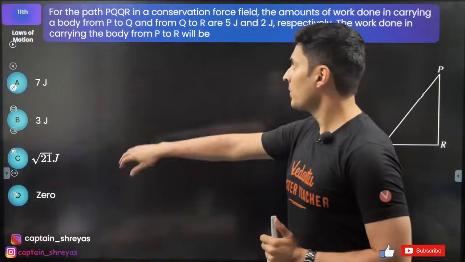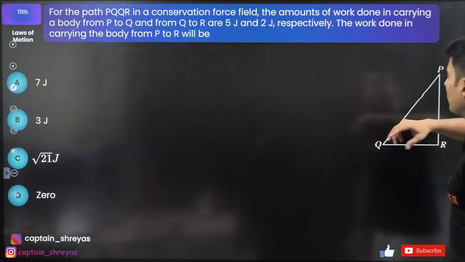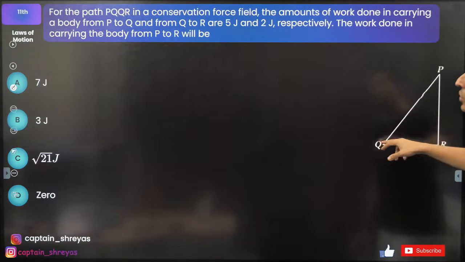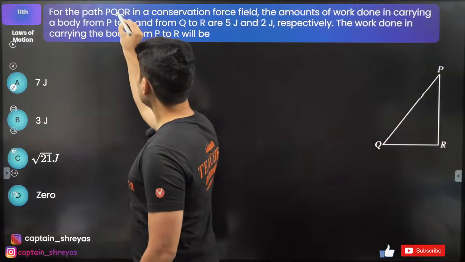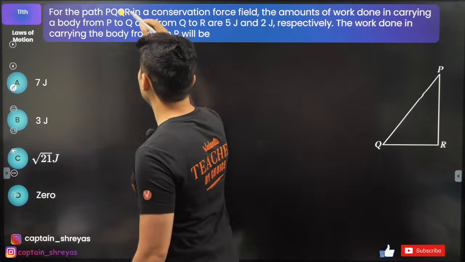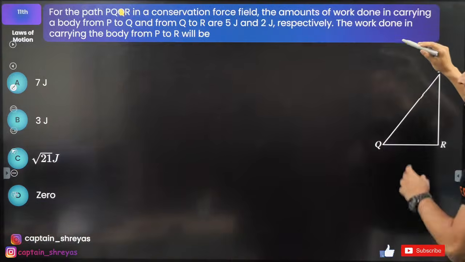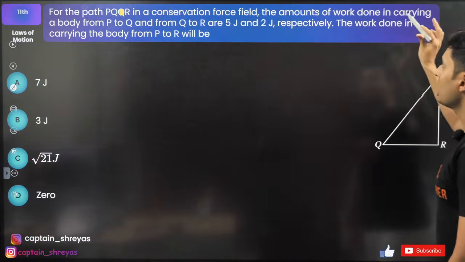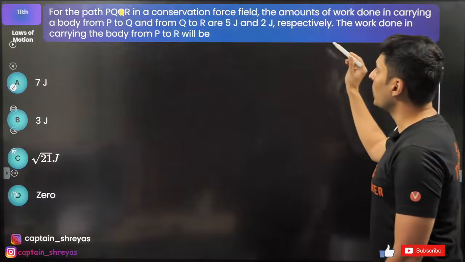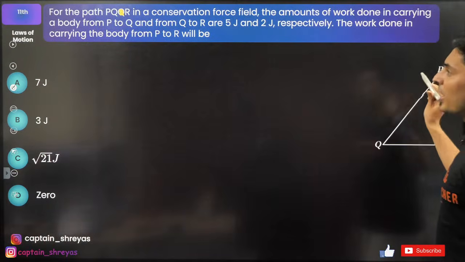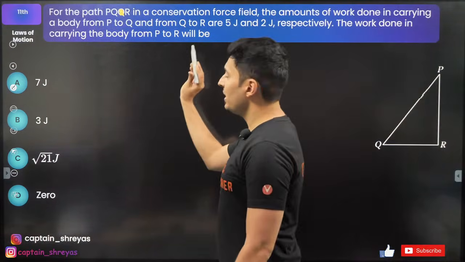Here it is. For the path P, Q, R, I think this Q has come extra. In a conservative force, not conservation, conservative force, the amount of work done in carrying the body from P to Q and Q to R are 5 and 2. What is the work done in carrying the body from P to R?